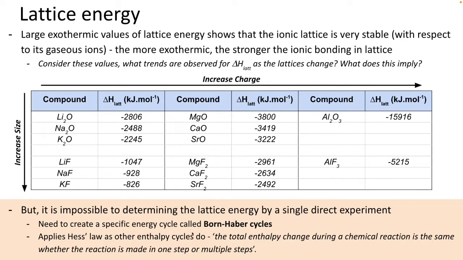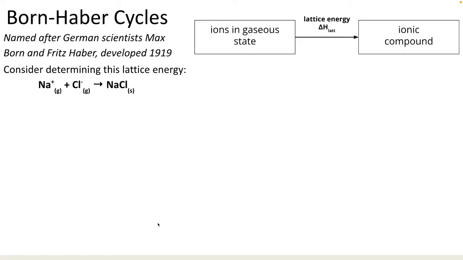And we've got to make a very specific kind of enthalpy cycle, which has this name, a Born-Haber cycle, which, as you can probably imply, is named after two scientists, both German, one called Max Born, another we're somewhat familiar with, Fritz Haber, interesting fellow. I won't go into him here, I think I have before. And this was developed in 1919. So let's build this enthalpy cycle, this Born-Haber cycle, for the lattice energy.